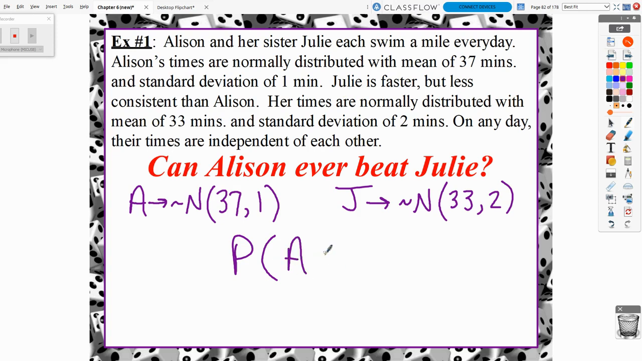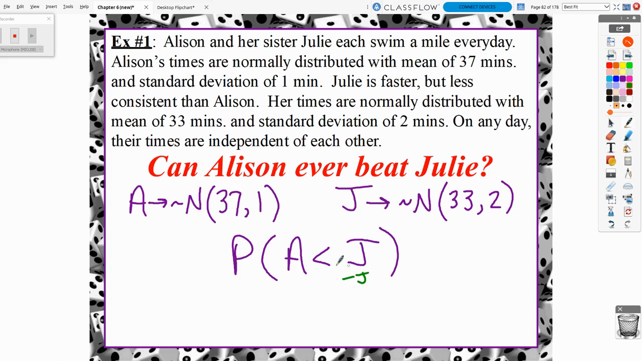So symbolically, that would mean that Allison's time would have to be smaller than Julie's time. So this is what we want to figure out the probability of. But we can't leave our inequality like this because we cannot compare these two distributions the way that they are. What we're going to have to do is combine our random variables. And so what we're going to do is subtract over.